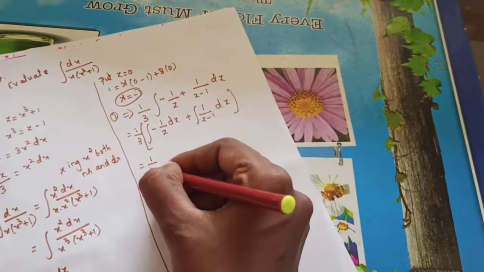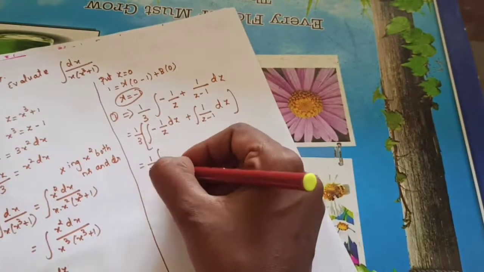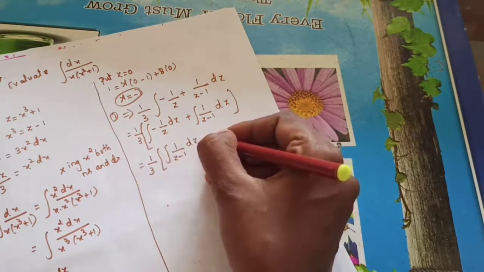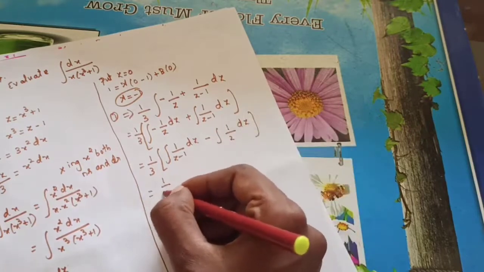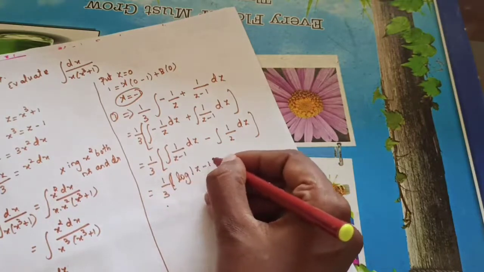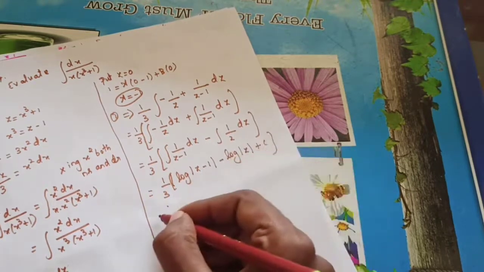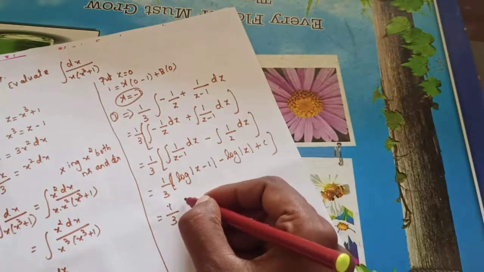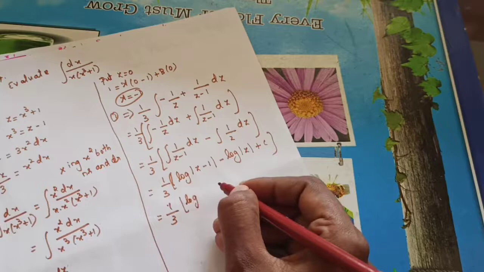That's equal to 1 by 3 into, shall we write this as plus term first? So integral of 1 by z minus 1 dz minus integral of 1 by z dz. So that's equal to 1 by 3 into this one. What's the integration? Log of mod z minus 1 minus log of mod z plus c. That's equal to 1 by 3 into log a minus log b. What's the formula? Log a by b, is it right? Before substituting, you can substitute the z value. So what's the z value here?